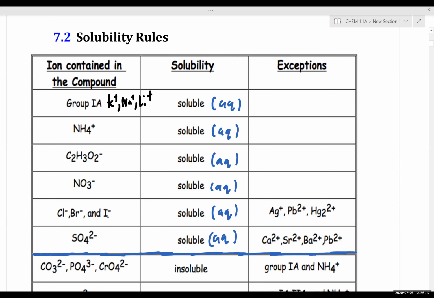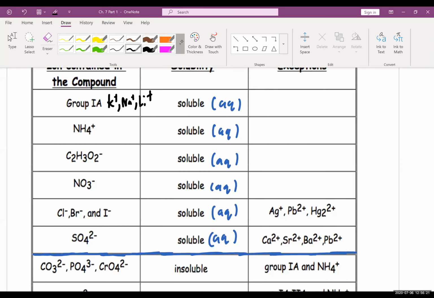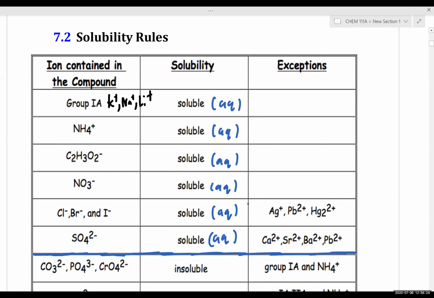Chloride, bromide, and iodide ion containing compounds are soluble, except, and for these exceptions, these would be insoluble and they would get the solid symbol. So if it has silver, lead, or mercury, and it has an iodide anion, it is insoluble. Likewise, most sulfate salts are soluble except for calcium, strontium, barium, and lead sulfates. Does reading this table make sense to everyone, how to read this table so far?